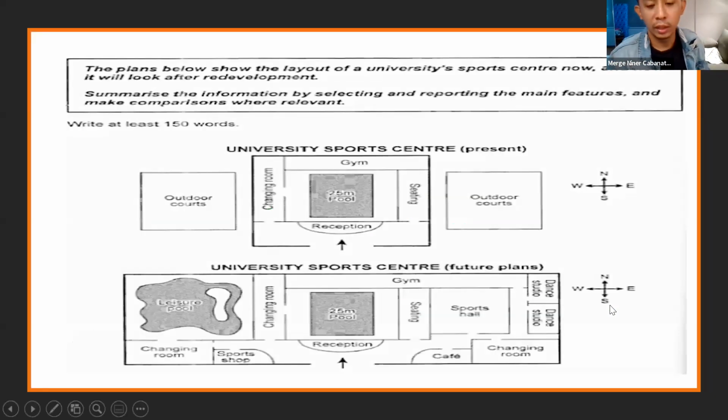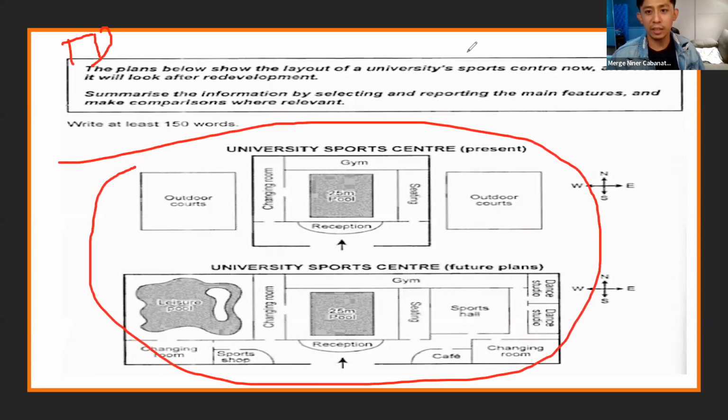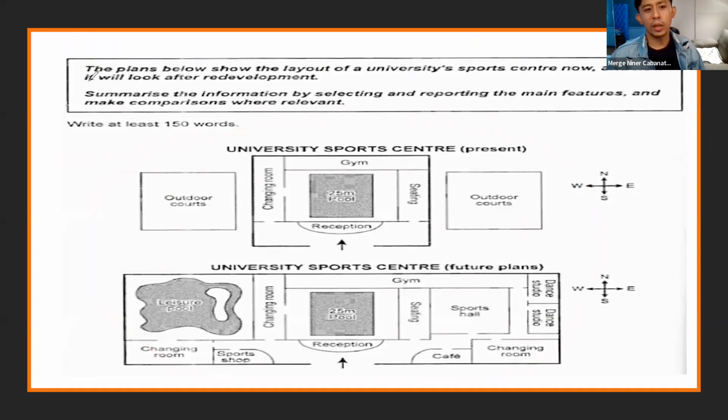So here's another map that I want you guys to look at. All right. So here we will divide the maps between the task description. This is your task description, and this is the task itself. All right. I'm just encircling the parts. So we have here the plans below show the layout of a university sports center now and how it will look after redevelopment. So that is your task description.